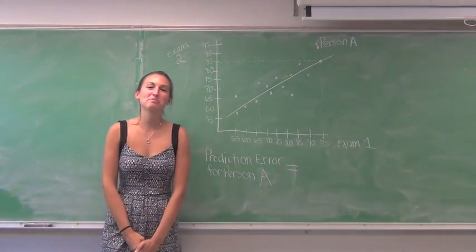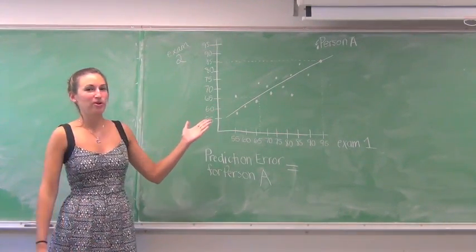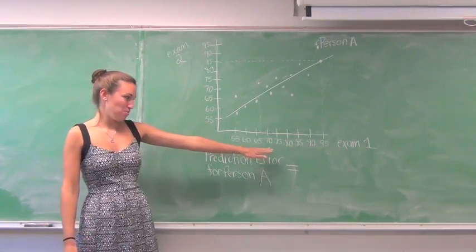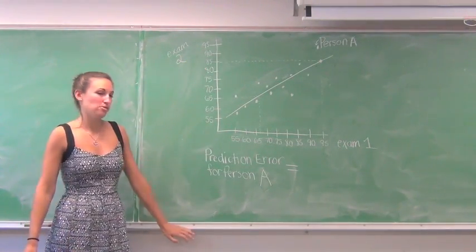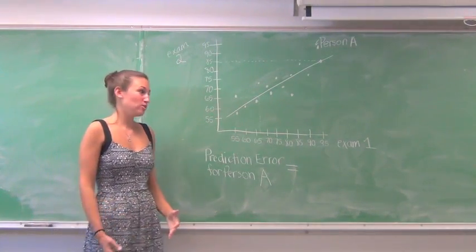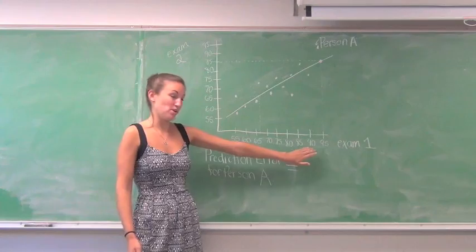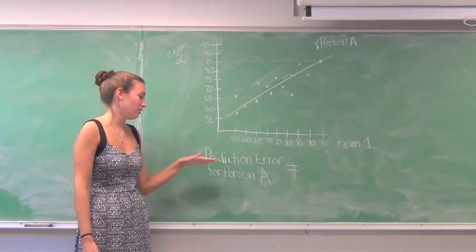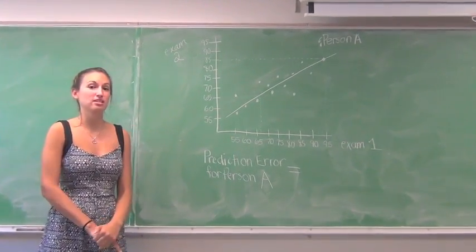So now let's look at prediction errors with an actual example. Up here on the board, we have a scatter plot and a regression line with exam 1 scores on our x-axis and exam 2 scores on our y-axis. So what we're trying to do here is predict someone's score on exam 2 given what they got on exam 1. Say that we were asked to find the prediction error for person A. Now remember, prediction error is just actual minus predicted.